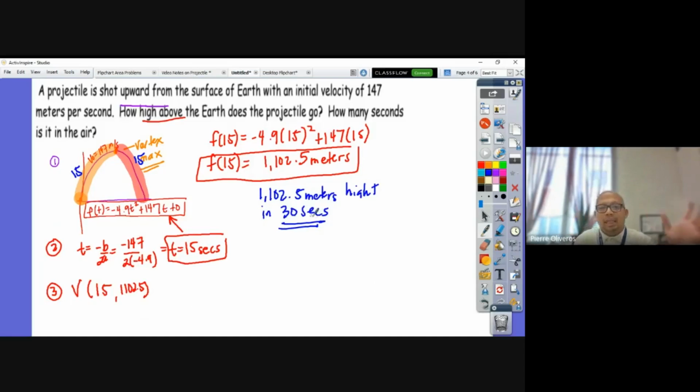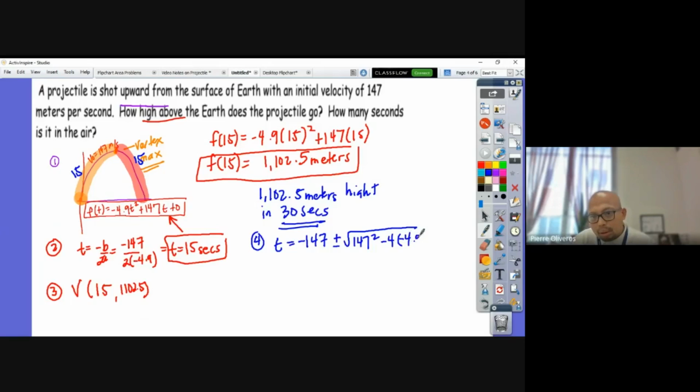Another way of proving that one, let's go with step four. This is another option for you, to use quadratic formula or completing the square or factoring by GCF, whichever you want. I'm going to use the quadratic formula here. T is equal to negative 147, that's my B, plus or minus square root of B squared, 147 squared, minus 4.